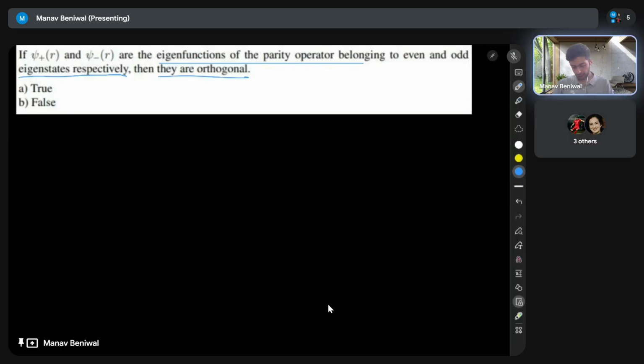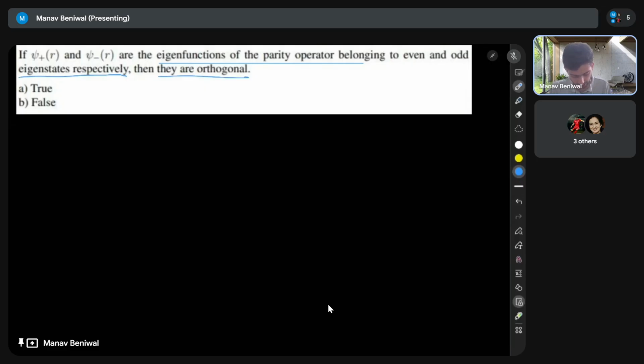So how can you prove this? Intuitively we know that it should be true because they are eigenstates of this parity operator, and the parity operator is Hermitian. So these should be orthogonal states. But can we prove this mathematically? So let's first see what this parity operator does to psi plus and psi minus respectively.